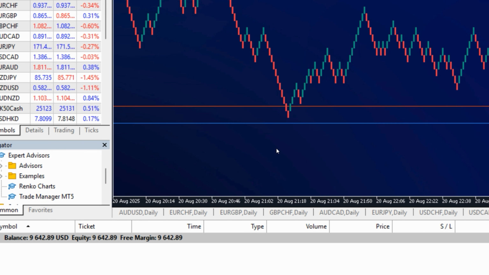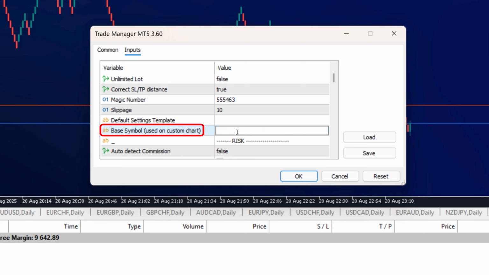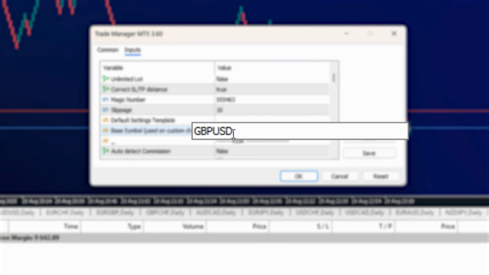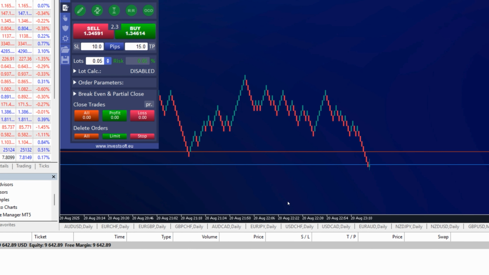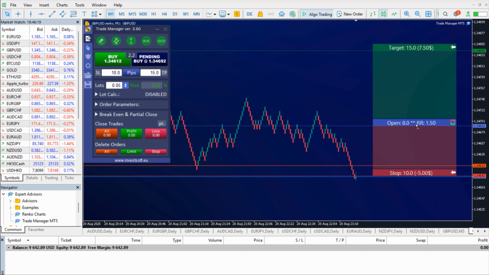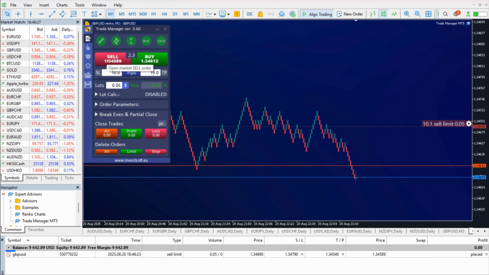Therefore, when launching Trade Manager MT5, I go to the settings and in the base symbol field, I enter the name of the base symbol, in this case, GBPUSD, to tell Trade Manager which symbol the trades should be placed on. Once the settings are confirmed, the Trade Manager panel is ready to work on the custom chart. From that moment, I can open and manage trades exactly as I would on standard charts.